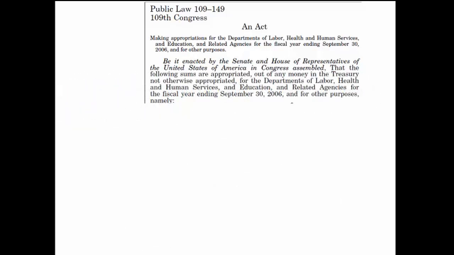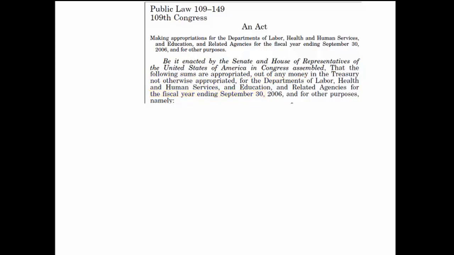The next standard component is the statement of appropriations. There's no rule in the Dictionary Act for this, but the statement structure that has evolved over time is: the following sums are appropriated out of any money in the Treasury not otherwise appropriated for the fiscal year ending September 30th.